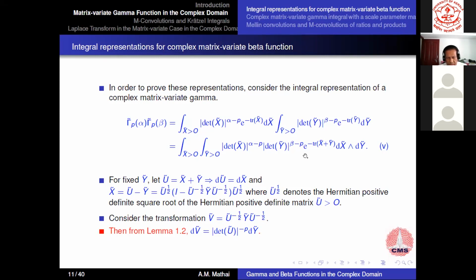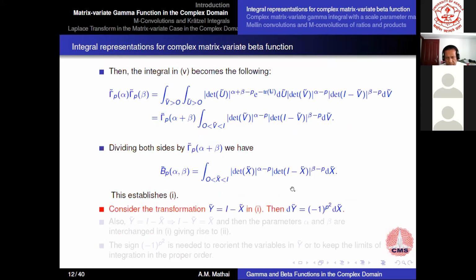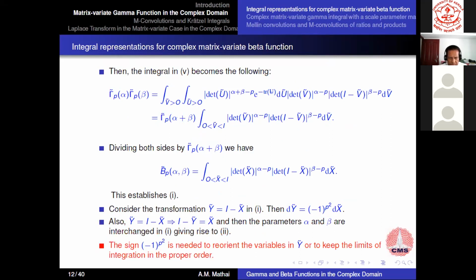Now we make a transformation. I can make a transformation of two matrices going to two matrices, or I can use a conditional argument. I can make one matrix go into one matrix with the other one fixed. For fixed Y, I can make U equal to X plus Y, so that one variable goes into one variable. So I can also rewrite it like this. And this U raised to 1 by 2 is the Hermitian positive definite square root of the Hermitian positive definite U. Because we want the square root as well as the original matrix to be in the class of Hermitian positive definite matrices. Now we make this transformation.